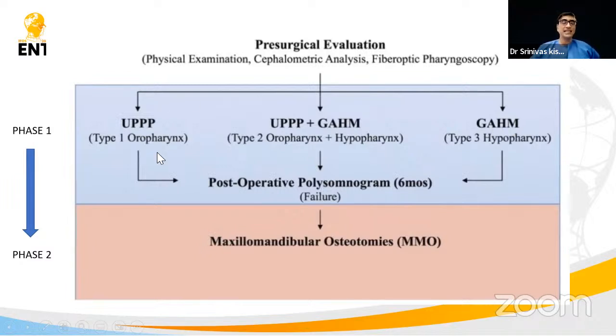This is a very arbitrary, very crude way of deciding, because they didn't have DICE then, and they did not understand the patterns of collapse and severity of collapse. They did these surgeries and did a post-op polysomnography after 6 months. And then they said, okay, it worked, we are very happy. If it didn't work, phase two: maxillomandibular advancement, or MMA. That is the Stanford protocol.